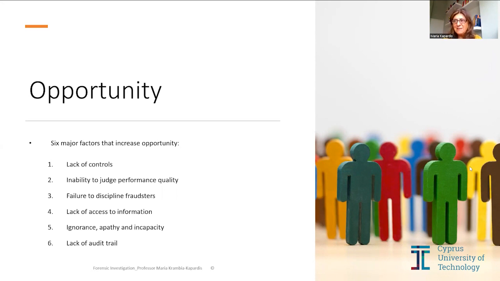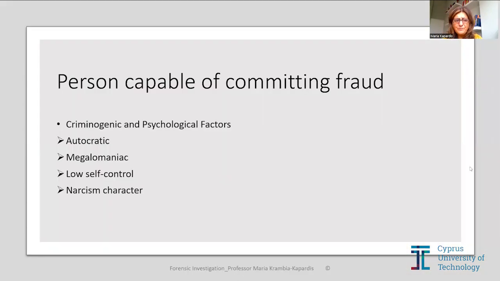These cases are sometimes banks that are doing that. So they just hush the problem, they put it under the carpet, but the problem is there. You have a fraudster. You have a sitting cancer in your system. Okay, you've got to get rid of it. There is also lack of access to information, ignorance, apathy, incapacity, lack of audit trail.